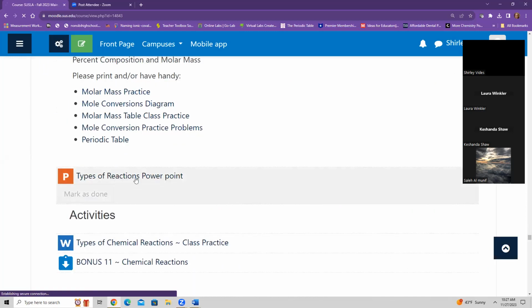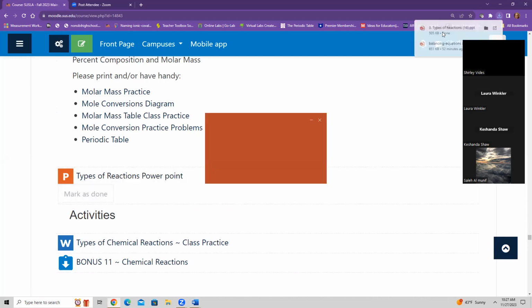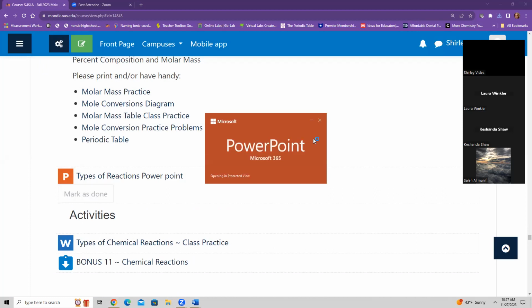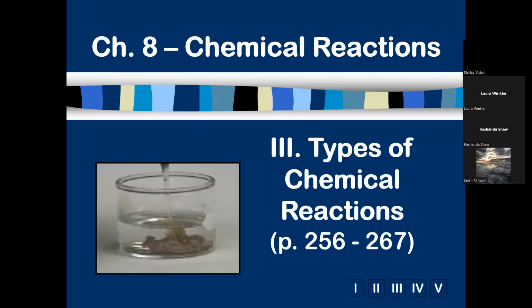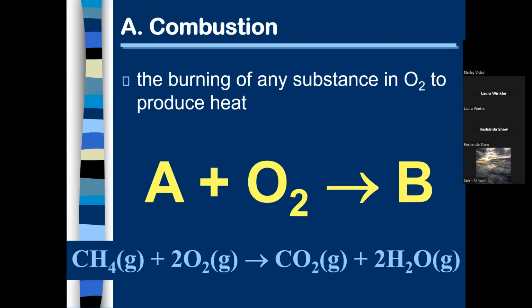Types of reactions. So pay attention to the pointers that they're giving you because there are only 5 types. And each one has a pointer that you know how to recognize it based on that. And some of you are more visual than others, so there are also visual aids in here. All right, so like right here, this is the burning of any substance in oxygen to produce heat.